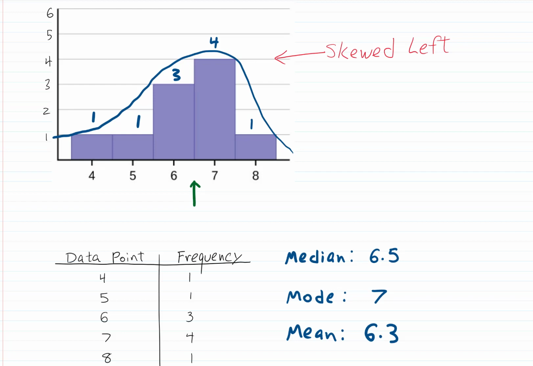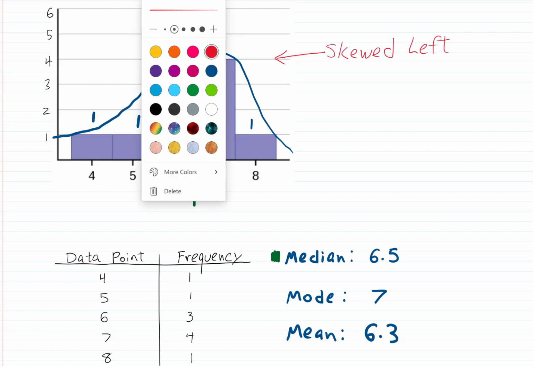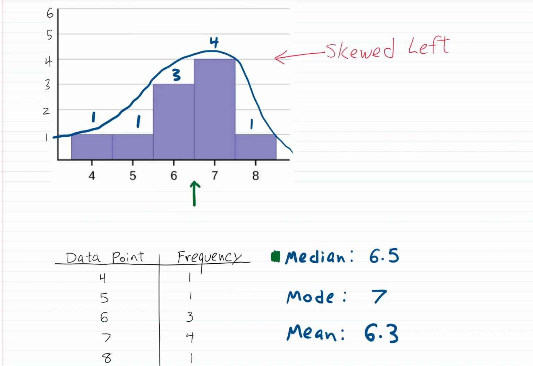Okay, we'll do this in colors. So the median is green. Let's do the mode in red. The mode is 7. So that's right here. Okay, and let's do the mean in blue. The mean is 6.3, which would be right about here. Okay.